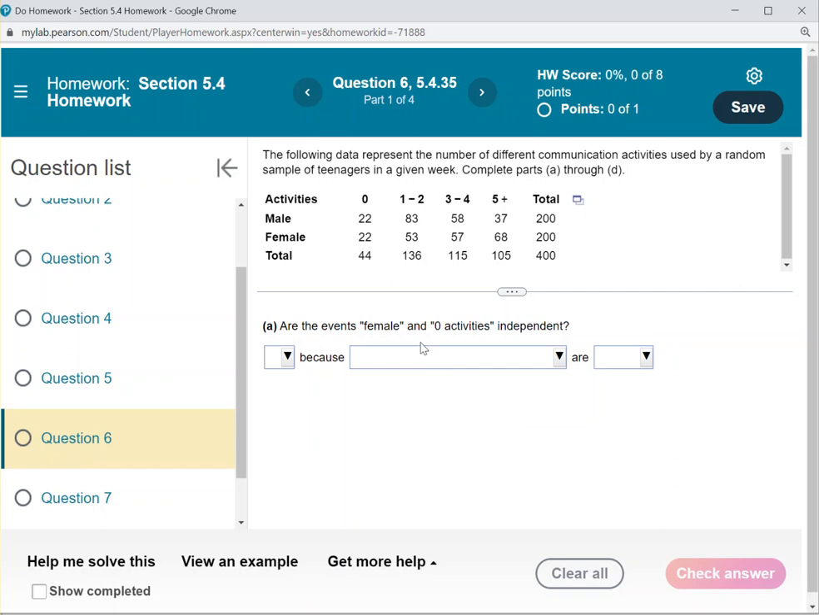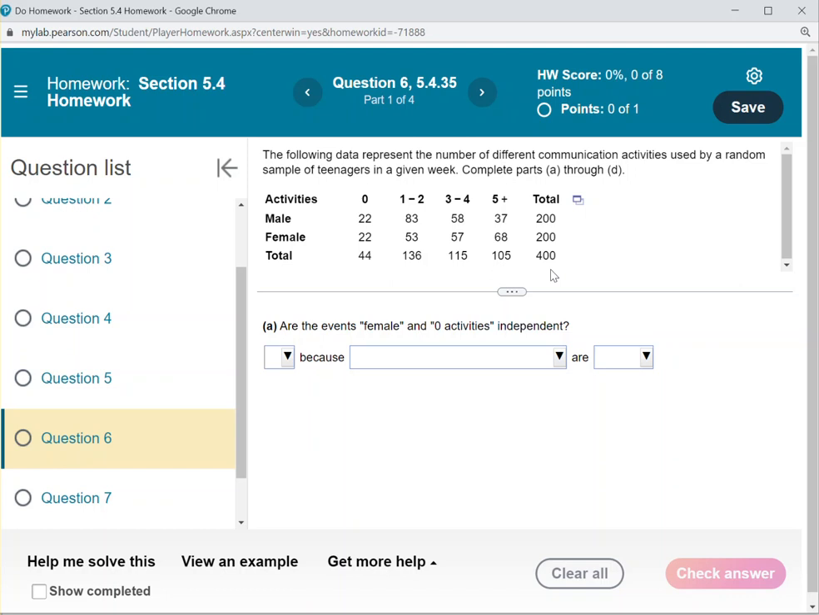0 activities. So the probability of female given 0 activities. So the probability of being female, well, there's 200 females out of a total of 400 people. And so you can find that probability, that's 0.5.